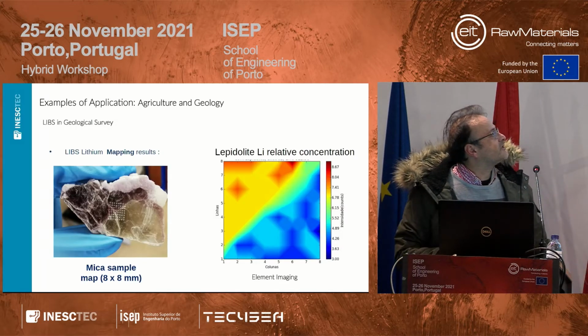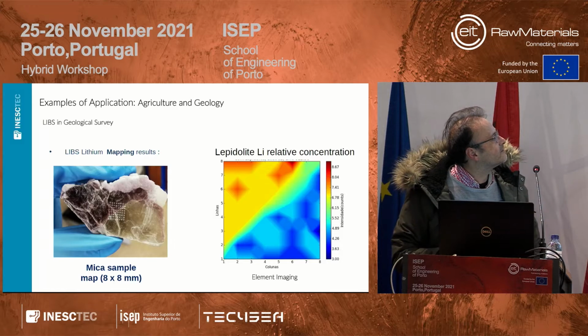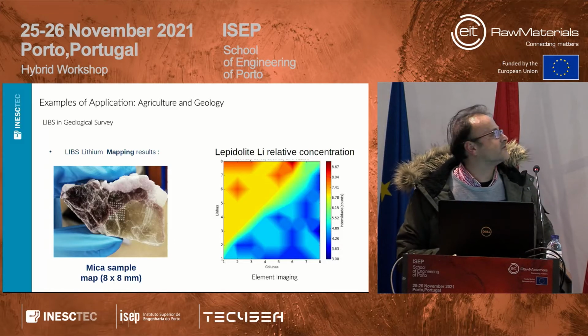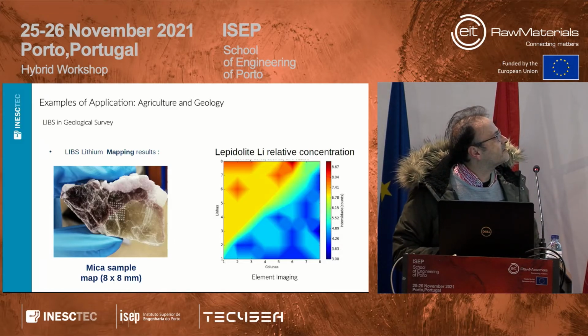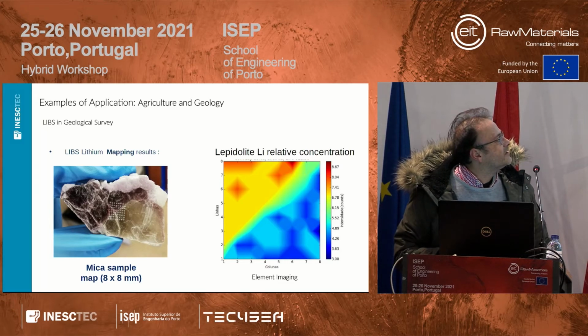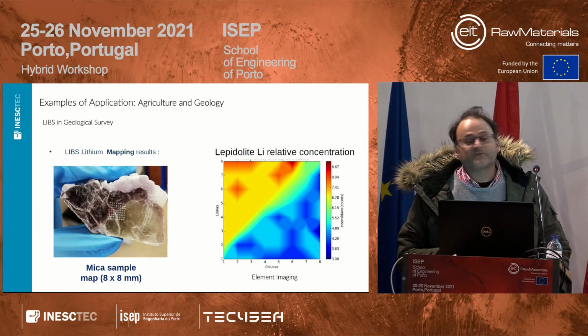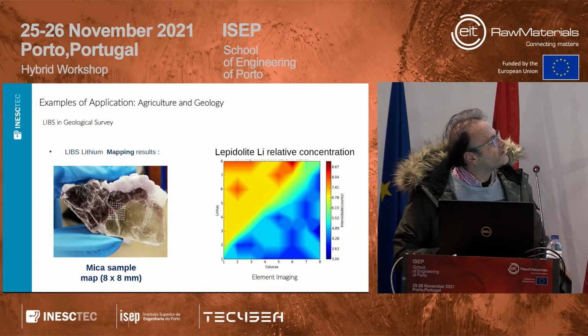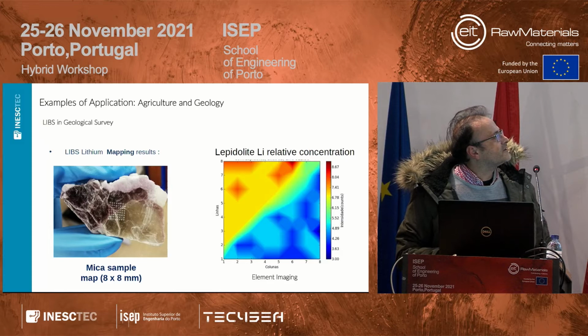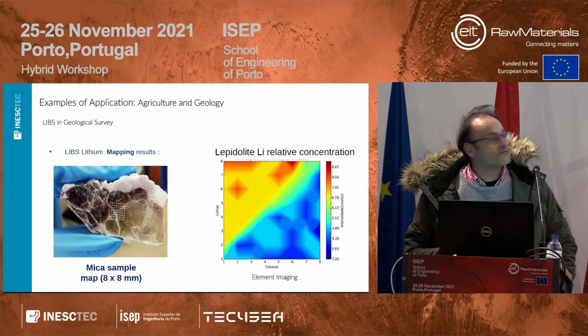In this example, this is a mica sample that the geologists in the University of Porto found that they have lithium, and the lithium is only separated by an abrupt interface, where we can see that very clearly in the LIBS signal.